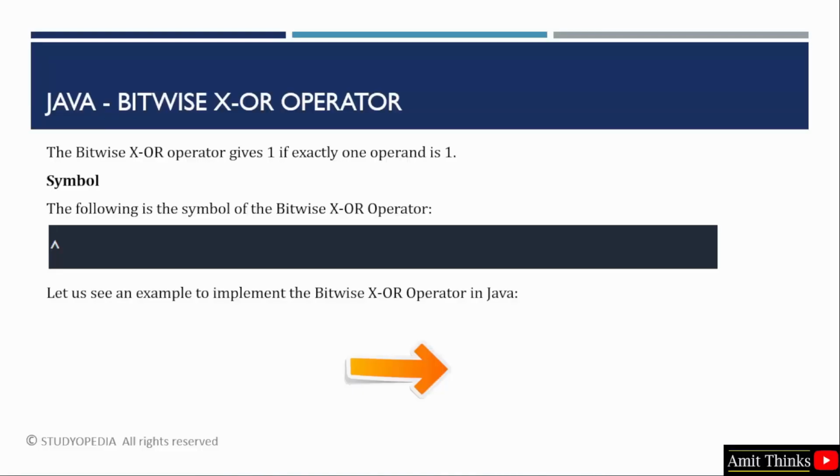Then we have the bitwise XOR operator. It gives 1 if exactly one operand is 1. If both of them are 1, it will give 0. Here you need to remember it will give 1 if exactly one operand is 1. And the following is the symbol.